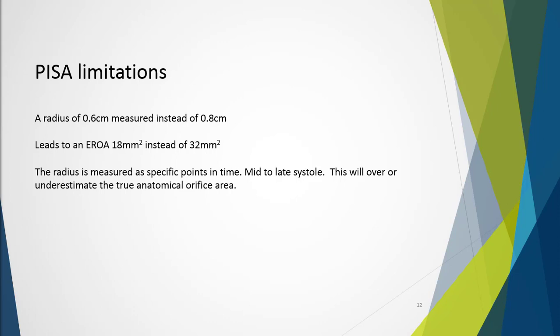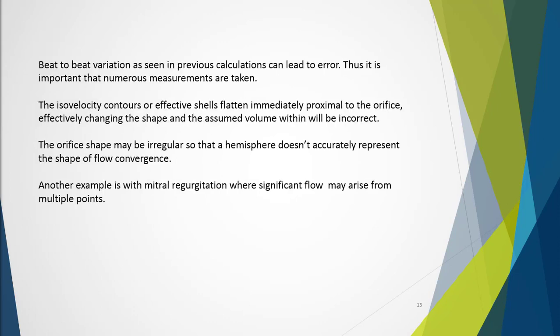It is problematic to measure PISA in prolapse, as often the early to mid part of the signal is not even present. There is beat-to-beat variation, as seen with previous calculations, which can lead to error. It is important that numerous measurements are taken. Even in sinus rhythm, a sonographer who averages 3 to 5 measurements will deliver a more desirable result. And then, of course, when we have AF or frequent ectopic beats, then up to 8 measurements will improve the accuracy.